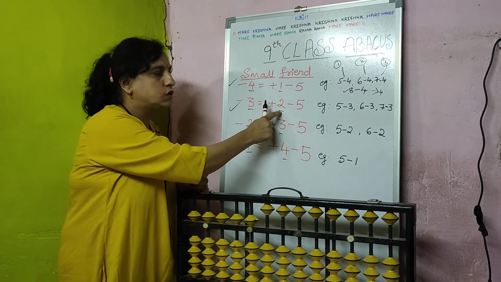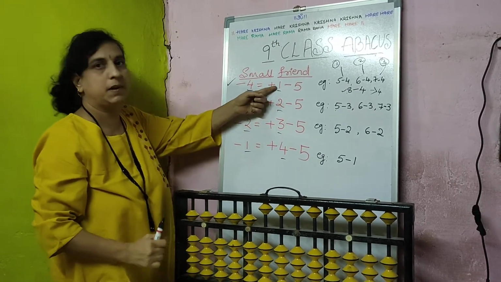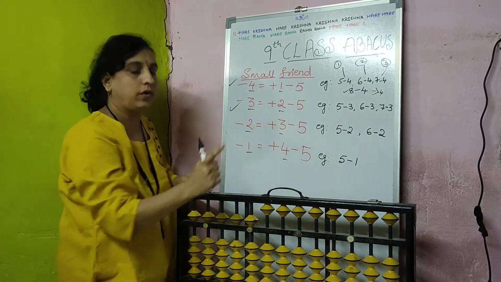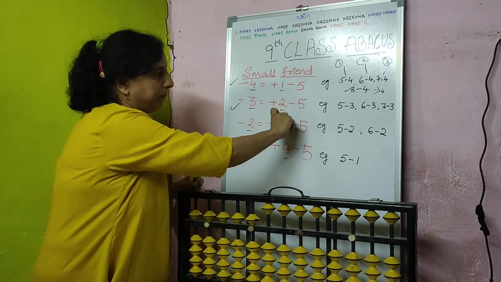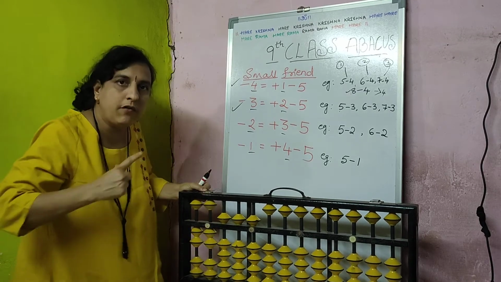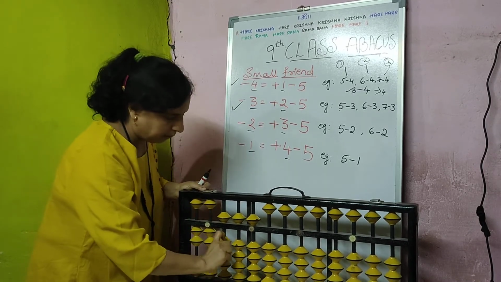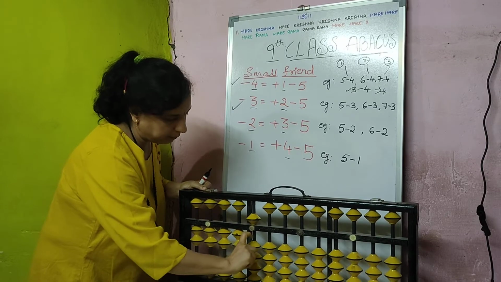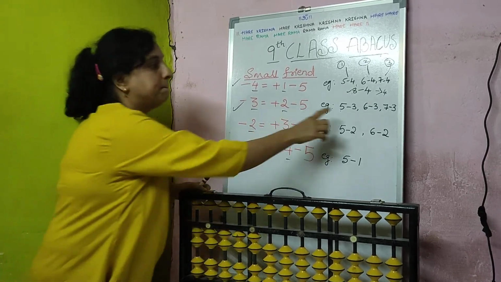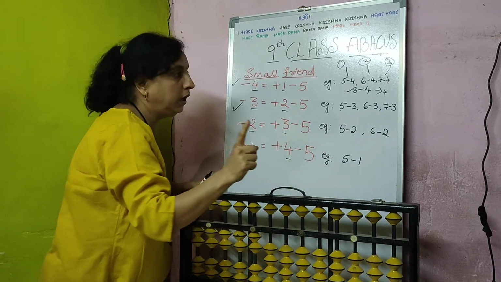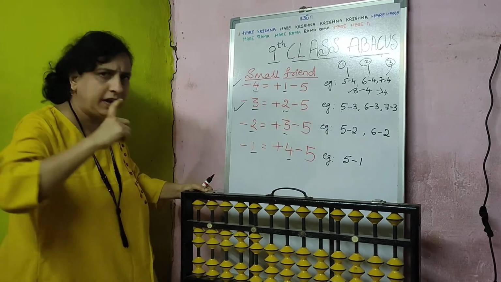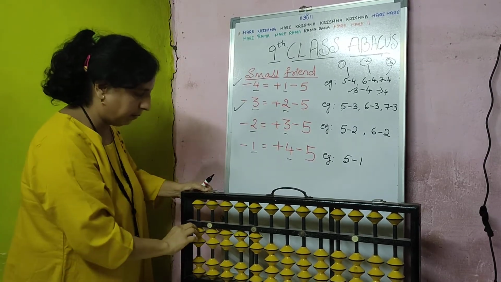3's friend is 2. We should not use the first one, plus 1 minus 5, because that is 4's friend. We have to take 3's friend. So that is plus 2 minus 5, from down to up. For this formula we have to take plus 2. So simple: plus 2 minus 5. By doing plus 2 minus 5, which number have I done? Minus 3. That is down to up. Remember this. Answer is 2.